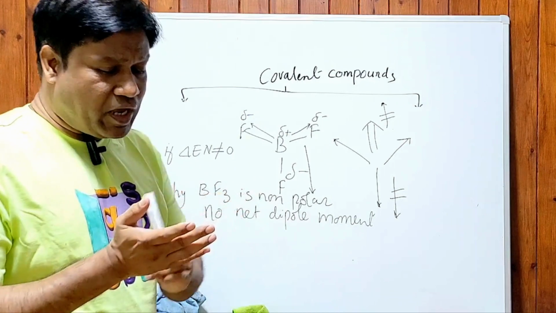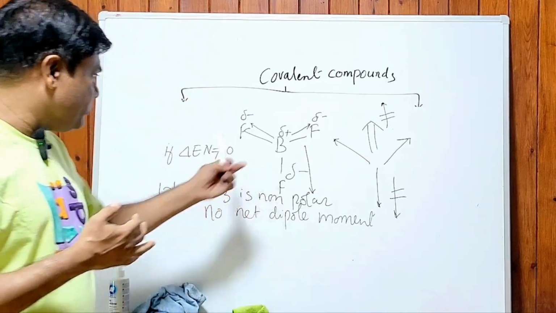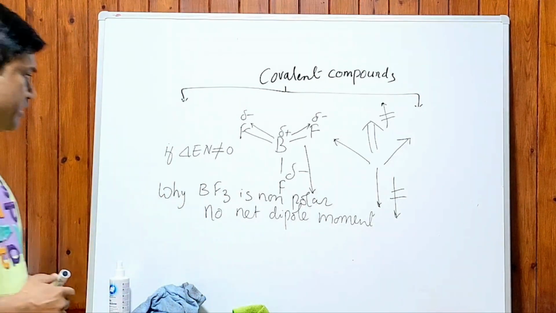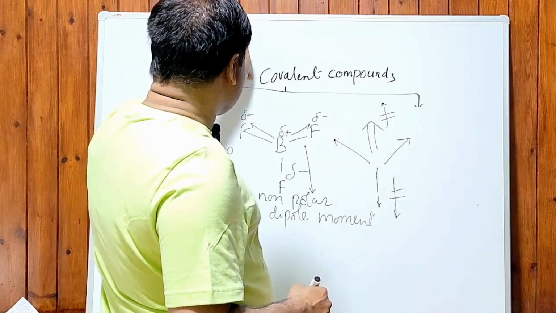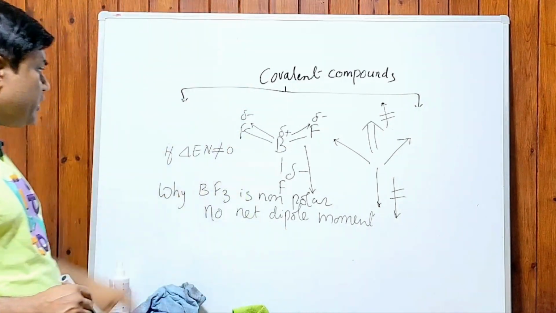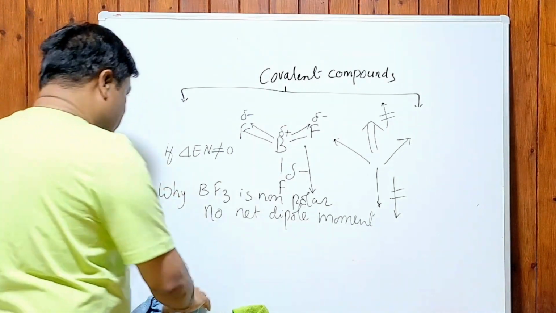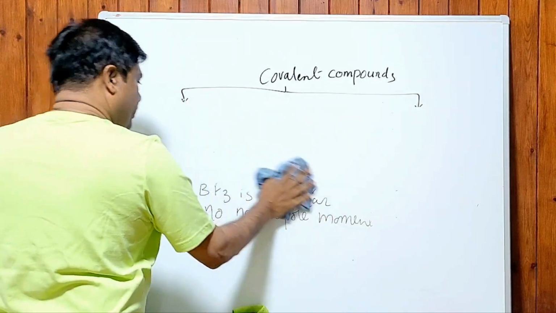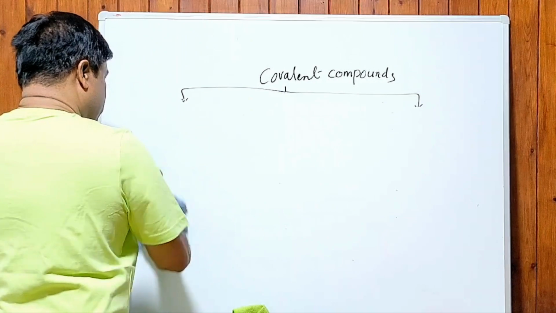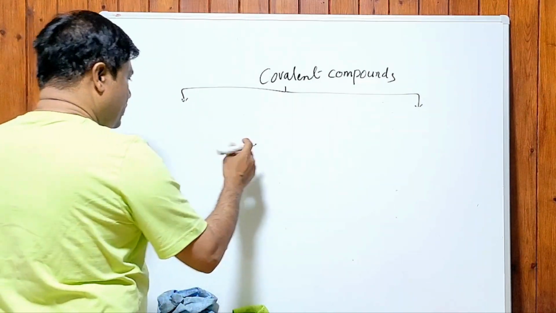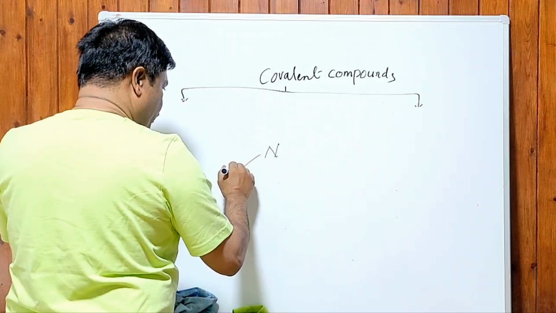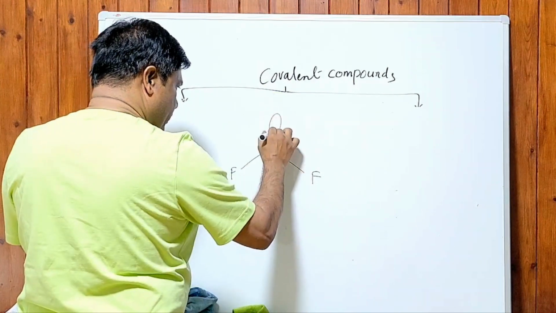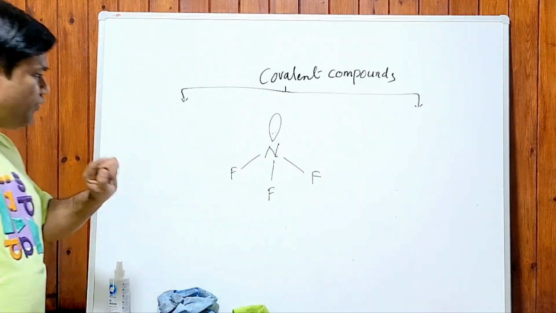Let's check the ammonia. Ammonia has nitrogen and three hydrogens. Same thing. Instead of ammonia, take NF3, nitrogen trifluoride. NF3 is polar, whereas BF3 is non-polar. That was a past paper question. Let's check NF3. Why is NF3 polar? Nitrogen, fluorine, fluorine, fluorine, and a lone pair. This is the molecule of nitrogen trifluoride.